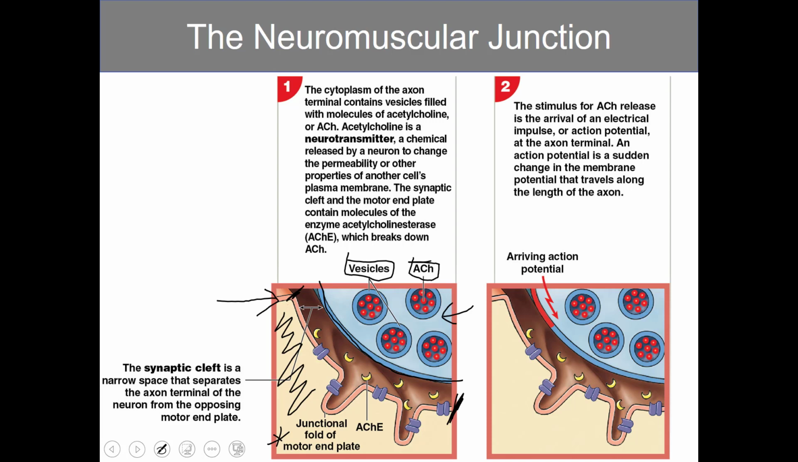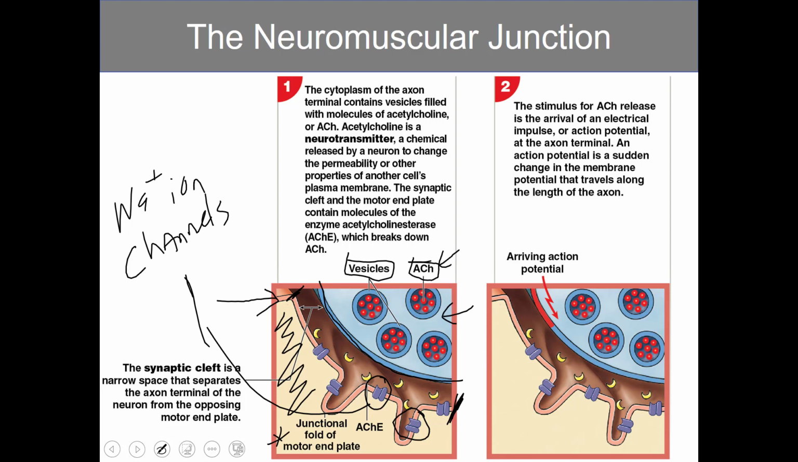And on the motor end plate, we're going to have receptors. I'll circle it right here. These little purple molecules are sodium ion channels. They are sodium ion channels. I'm looking for that terminology anywhere and I don't see it, so I'm just going to have to write that. So these are sodium ion channels that bind to acetylcholine, the neurotransmitter found within the synaptic terminal of the neuron.